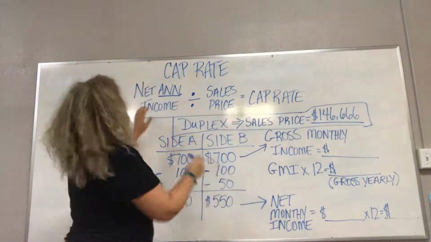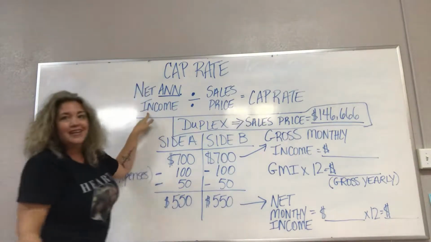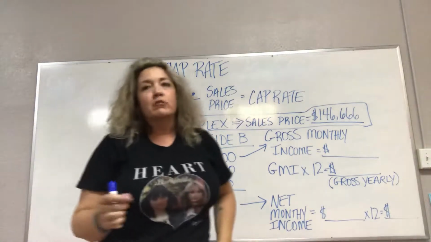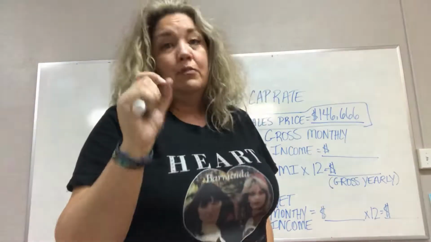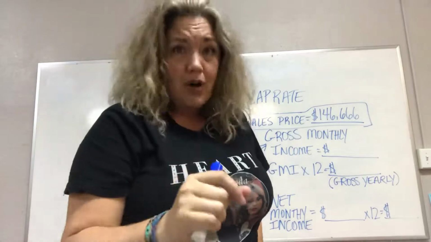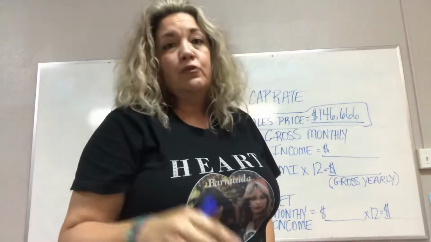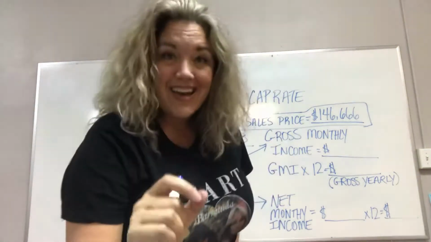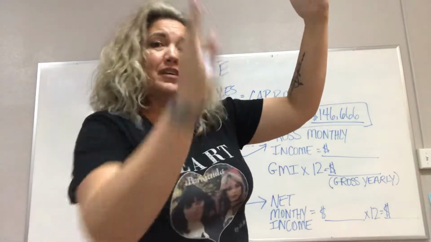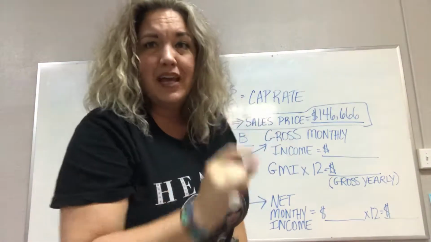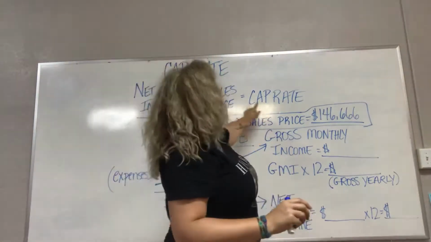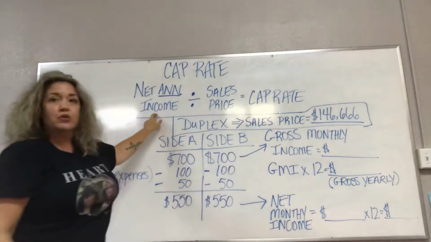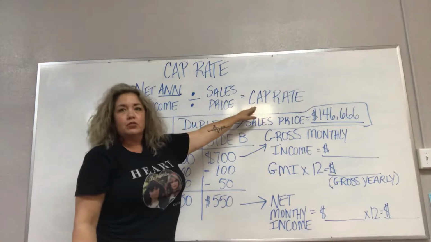That formula, gang, is your net annual income. Net annual income. Remember, net is after your expenses. So if they give you monthly numbers for expenses, you're going to need to multiply that times 12 to make sure that you get the right numbers. If they give you monthly profit, you're going to multiply that times 12 because this formula is for annual. So you have net, that's after expenses. That's your gross income after your expenses, your net annual income, divided by the sales price, and that is going to give you your cap rate. So net annual income divided by sales price equals your cap rate.